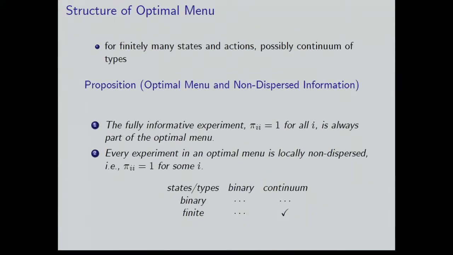Okay? And so this is indeed the main characterization for finitely many states, allowing for a continuum of types in terms of the beliefs. And that says, first, we're always going to offer the fully informative experiment, that is the one that has ones on the diagonal, that's always going to be part of the optimal menu, okay? But then any other experiment will have to have the feature that it's locally non-dispersed. Okay, that is, there will be at least one row that has just zeros and 1, okay? And that's basically all that can be said about the case of the general setup. Okay.